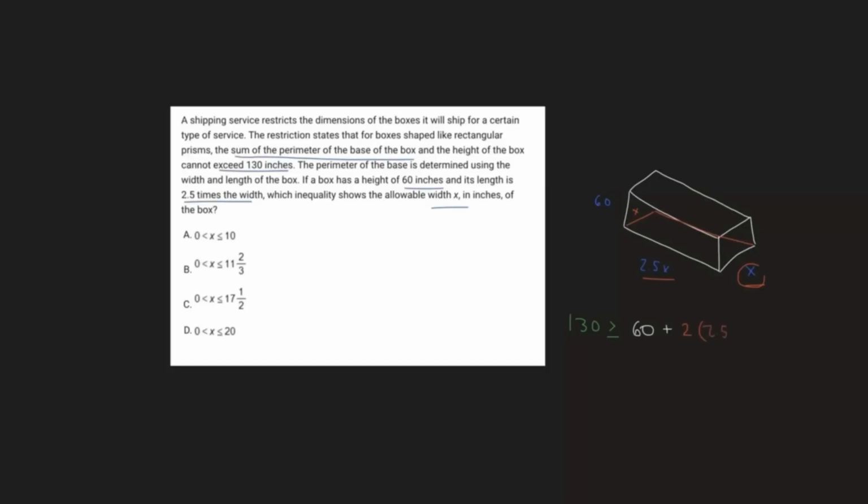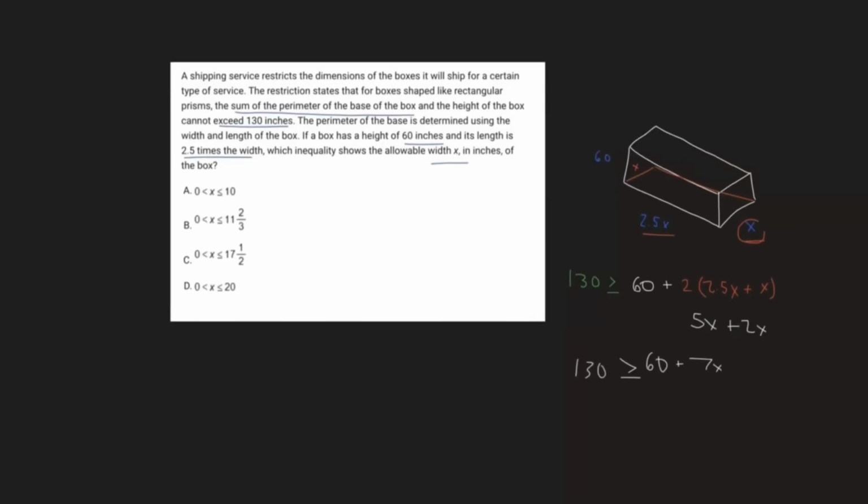2.5x plus x. All right, so now what we want to do is just expand this out. 2 times 2.5x will just give us 5x. And then 2 times x is going to be 2x. And so we get 7x over here. So in our inequality, we're going to have 60 plus 7x, and that is going to be less than or equal to 130.